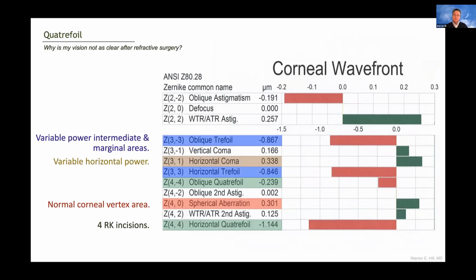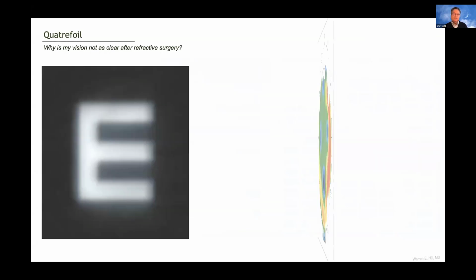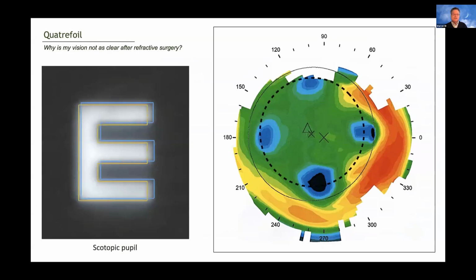So again, you're now an expert. You can look at these, and if you're flat or steep in the center, you know that that affects spherical aberration. If you have very asymmetric or very irregular astigmatism, you're going to have coma. And some of these wild changes in the periphery are going to induce quatrefoil or trefoil. So here's a scotopic pupil, and there's our image simulation.